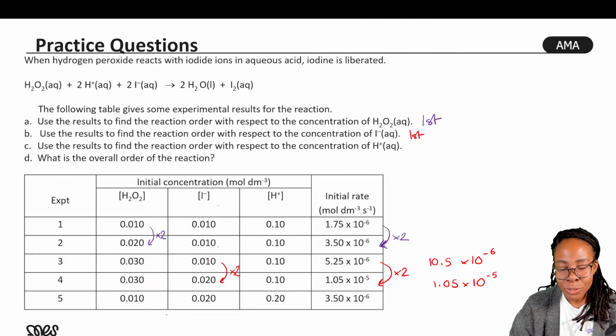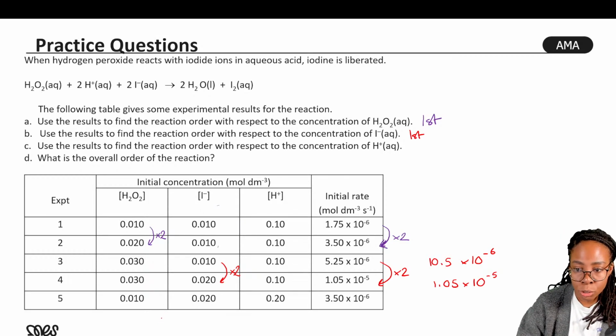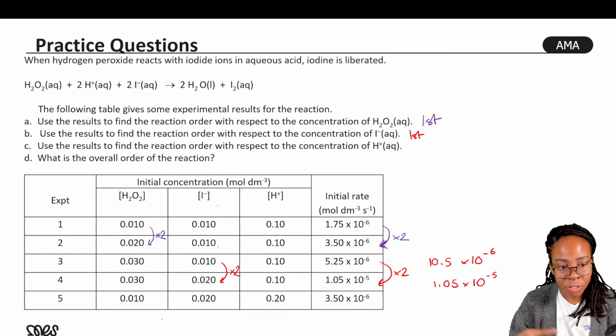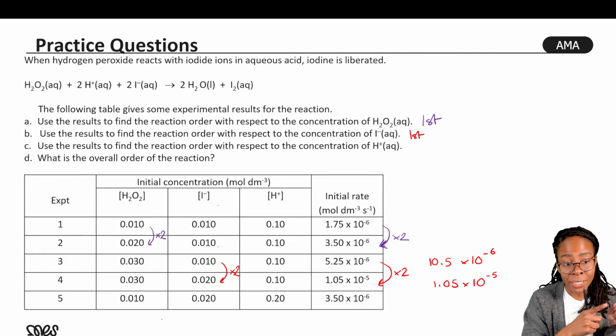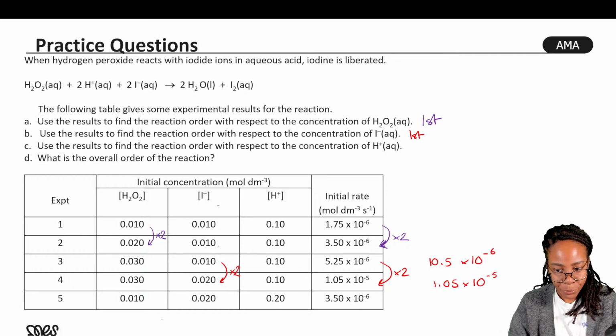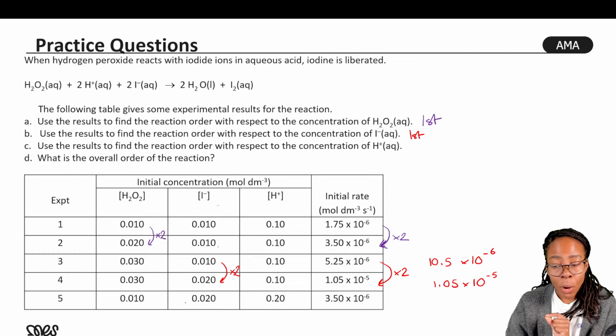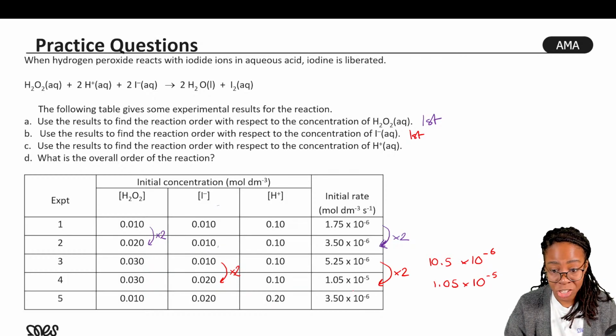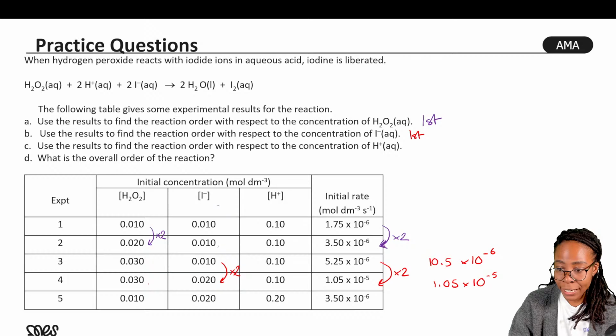Okay, now to find the order with respect to H+, unfortunately, we do not have 2 experiments where the concentrations of the other 2 species are staying the same. But it doesn't matter because we already know the orders with respect to the other 2, so we can use what we've already figured out to find out the one that we are missing. The way I would approach this is I want to know the order with respect to H+, but I'm not going to look at the H+ with the rate just yet. I'm going to start just by looking at the H2O2, the one that I already know.